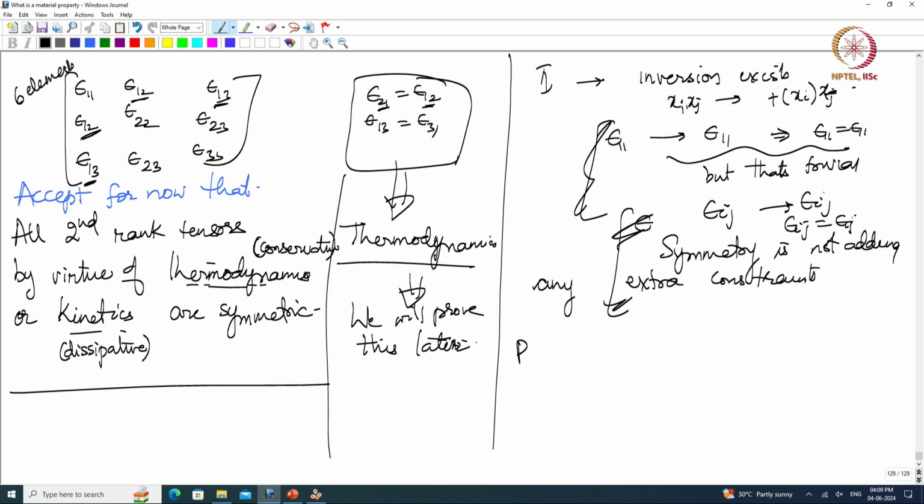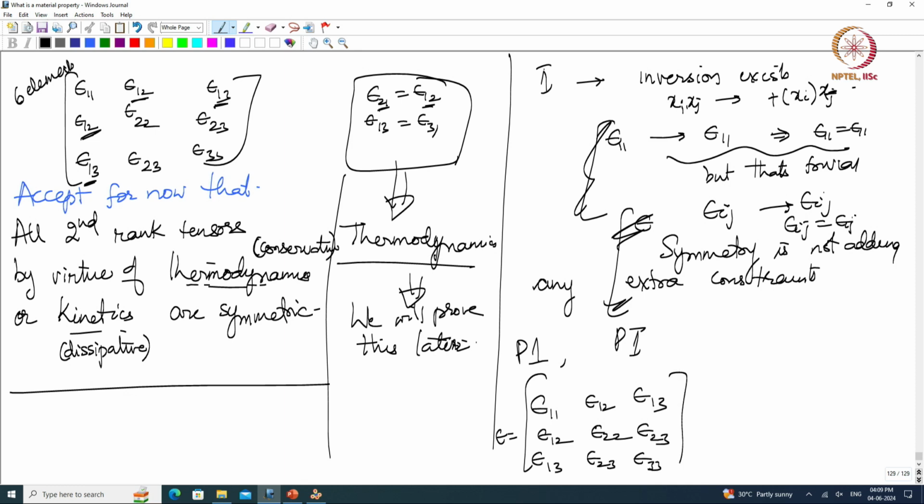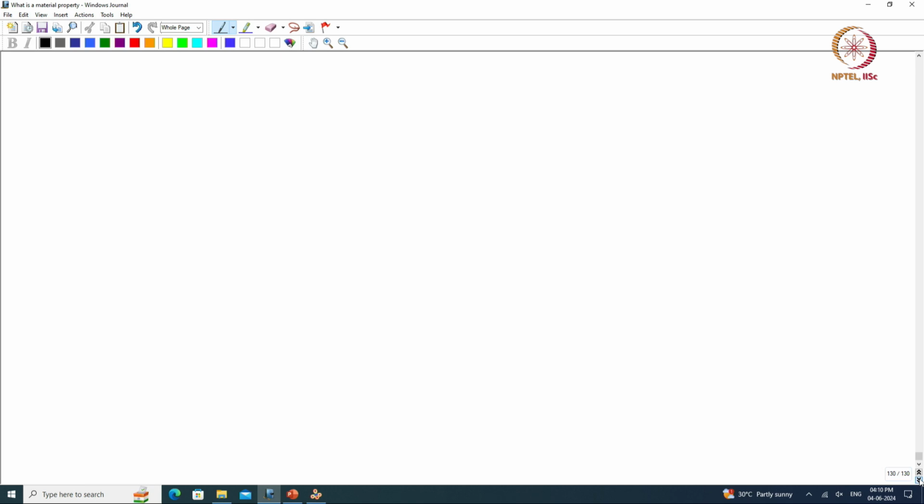So for a triclinic system, which has P1 or P1 bar, my epsilon, or any second rank tensor, will have epsilon 1 1, epsilon 1 2, epsilon 1 3, epsilon 1 2, epsilon 2 2, epsilon 2 3, epsilon 1 3, epsilon 2 3, epsilon 3 3. So all the 6 elements will exist. Inversion symmetry does not play a role for second rank, fourth rank and all these other rank tensors. So inversion symmetry is sort of useless; it is not imposing any additional constraints on my properties.